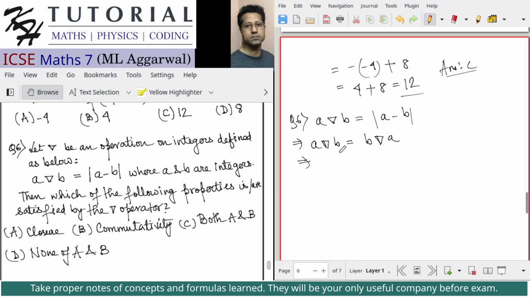So this implies we must have absolute value of A minus B is equal to absolute value of B minus A. So the delta operator will be commutative if this is satisfied for any two integers A and B. Now we need to check whether this is true or false, whether absolute value of A minus B is equal to absolute value of B minus A.